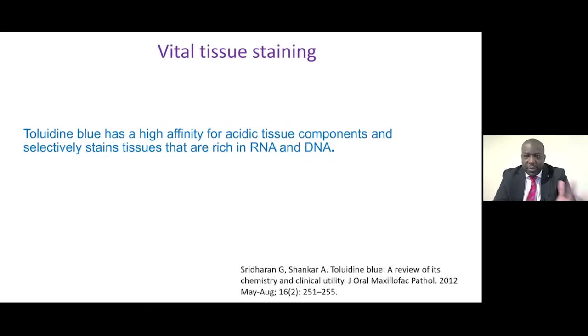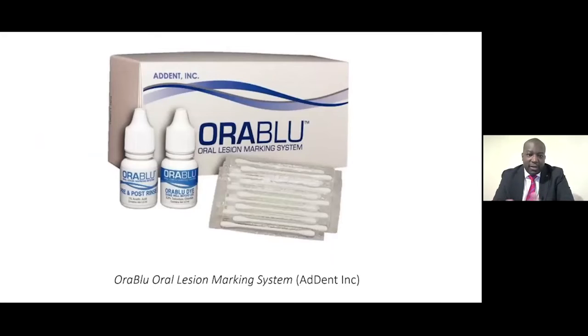And as we go along, we'll be talking about products that are available in the UK that we can use. So one product involving vital tissue staining is produced by ADENT, the oral blue oral lesion marking system. There are other products which do this, but the main thing is it's got toluene blue, or toluene chloride, in it. It's got acetic acid and also applicator swabs.